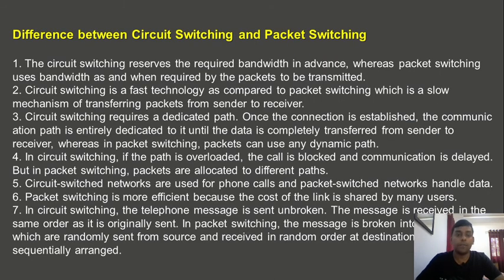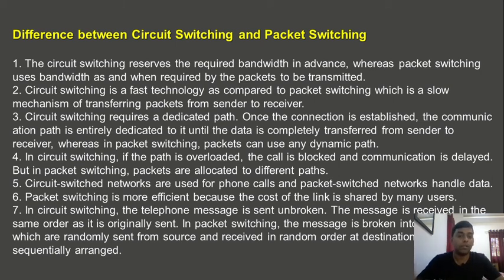Then the last topic, differences between circuit switching and packet switching. Circuit switching reserves the required bandwidth in advance, because in circuit switching we have seen a dedicated path is established between the sender and the receiver even before the actual data transmission. Whereas packet switching uses bandwidth as and when required by the packet to be transmitted. It's dynamic. Circuit switching is a fast technology compared to packet switching, which is a slower mechanism of transferring packets. Circuit switching is very fast because first we establish a connection, then we transfer data. The delay comes at the time of establishing the connection, but after that you can continuously transfer data without any delay.